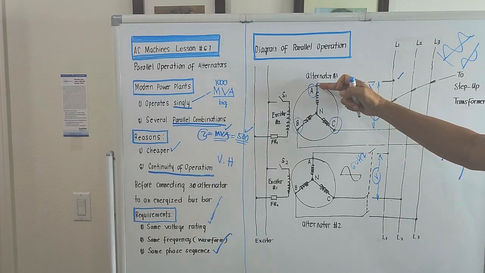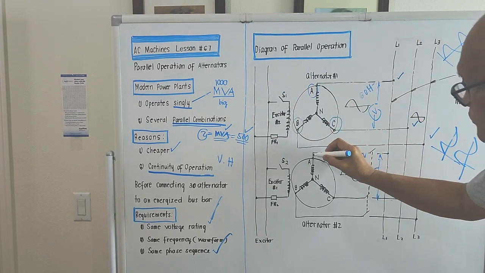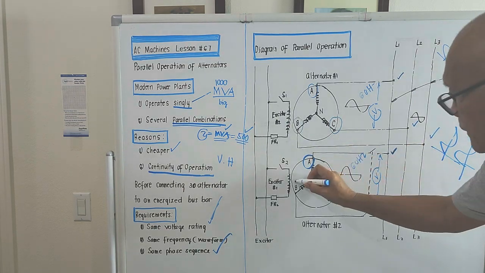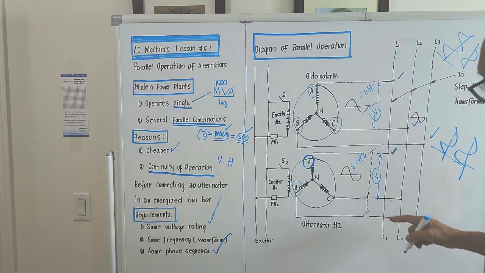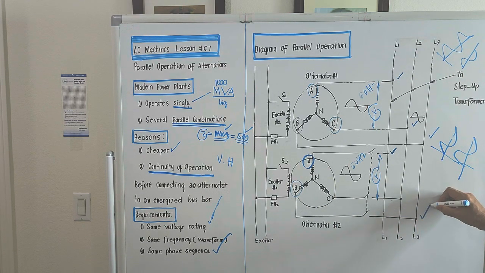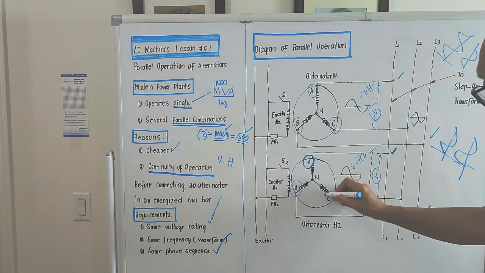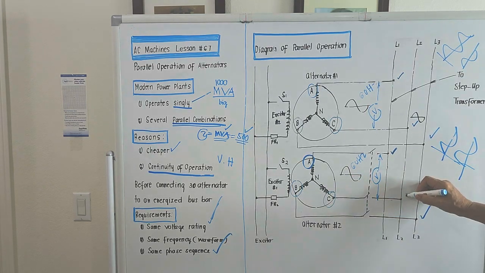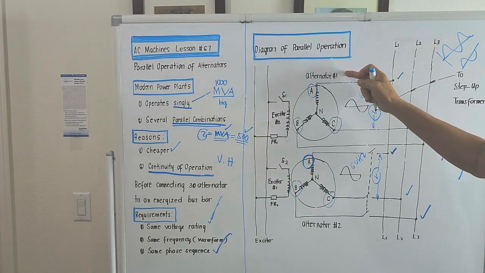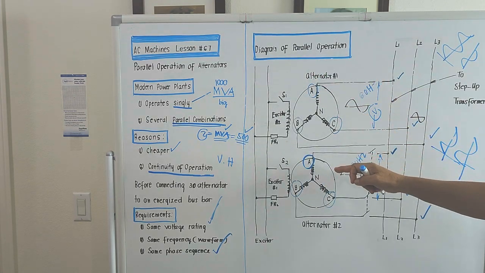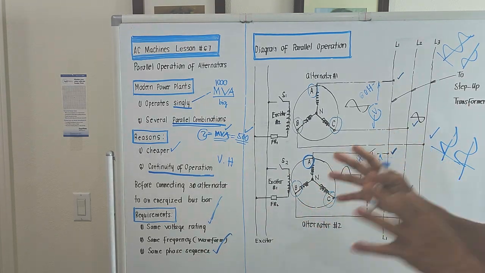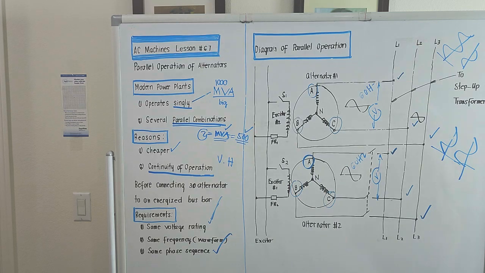For the incoming alternator, for its phase sequence to be the same as the first one, we just follow the markings. So this should also be A, connected to line number 1, this should be terminal B, connected to line number 3, and if this is terminal C, it should be connected to line number 2. If the incoming alternator follows the designation of alternator number 1, we could say that their phase sequence is the same. Okay, that's phase sequence.